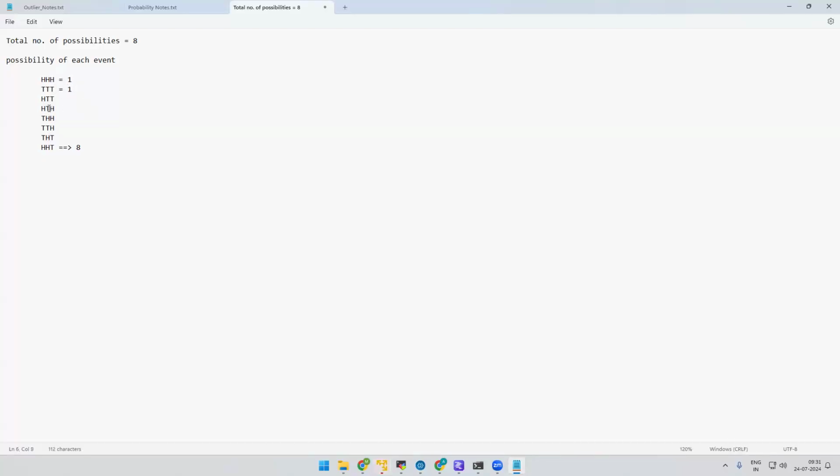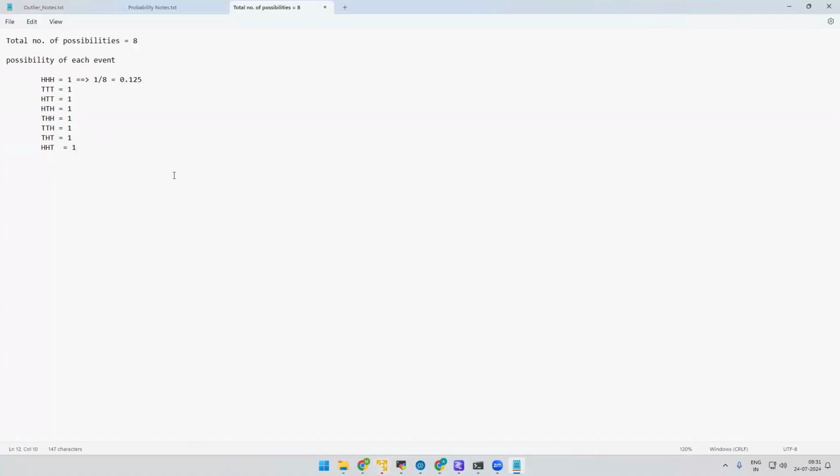How many such events can happen? One time. So for almost everything it is 1, right? So this total number of possibilities, I'm going to erase it. I have written the total number of possibilities. Now, what is the probability? Obviously it's going to be 1 by 8, right? Probability of 1 by 8 means what? 0.125.